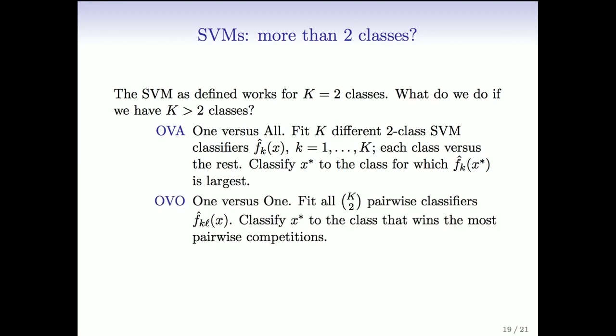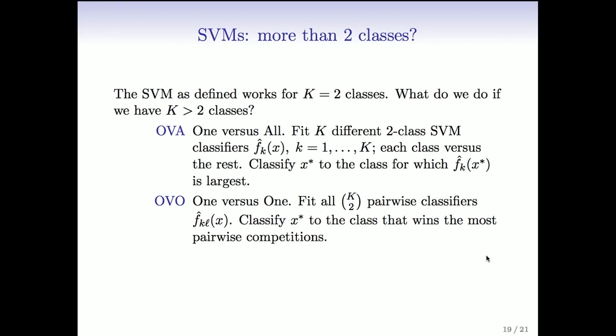And the other approach is OVO, which is one versus one, which means you do all k choose 2 pairwise classifiers. So if k is, for example, 10, that means you have to fit k choose 2, which is 45 classifiers, right? And so obviously that gets big as the number of classes gets big. And so now you've got all these pairwise classifiers, and to classify a new point, you evaluate every single one of these classifiers, and you see which class wins the most pairwise competitions. And that's the class to which you classify.